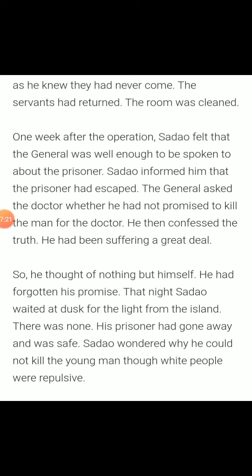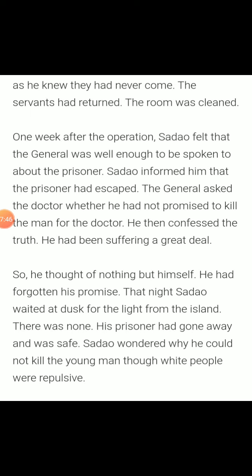He had been suffering a great deal, so he thought of nothing but himself. That means the general had become selfish, and he could not even allow himself to go against the doctor because the doctor Sadao was indispensable for him. So he had forgotten all about his promise to send an assassin to kill the American. He had forgotten his promise.